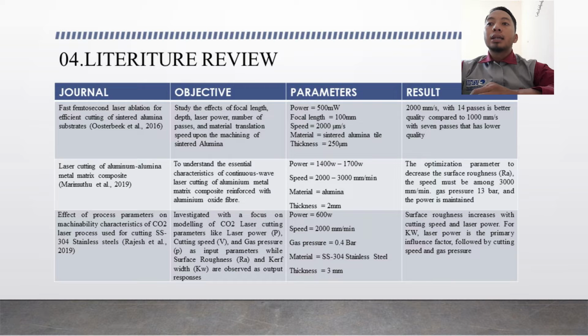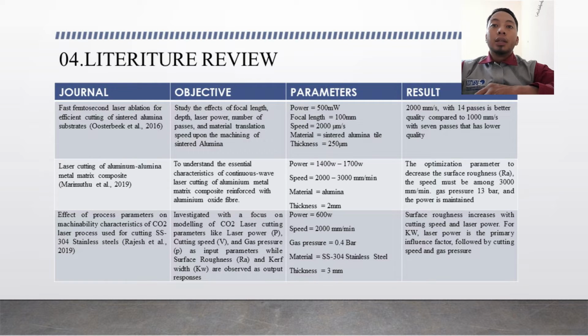Second journal is Laser Cutting of Alumina Metal Matrix Composite by Marimutu 2019. The objective is to understand the essential characteristic of continuous wave laser cutting of aluminum metal matrix composite reinforced with aluminum oxide fiber. The parameter used is power 1400 watt until 1700 watt. The speed is 2000 until 3000 millimeter per minute, and the material used is alumina with thickness 2 mm.